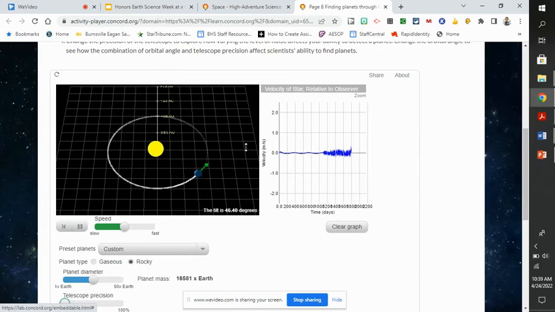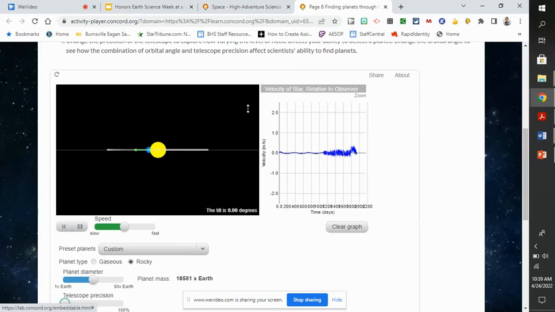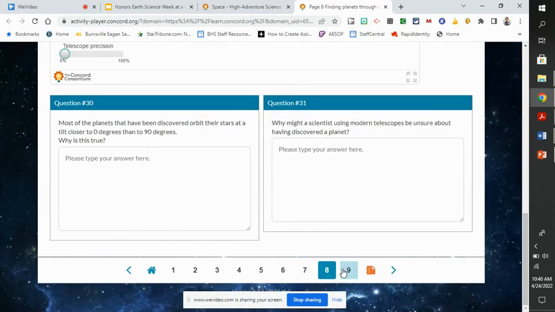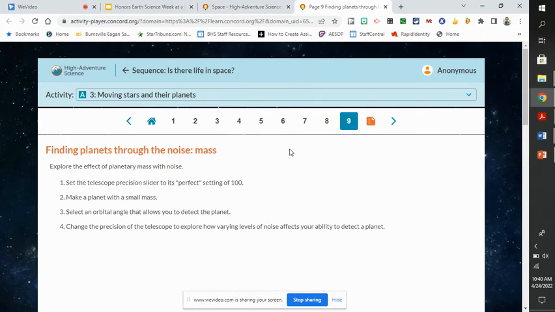And you can assume, right, that when you change the angle, closer to 0 gives you the easiest way to detect a planet because you're seeing the most motion in relation to Earth, the observer, the telescope, compared to when it's at 90 degrees, when you would actually see 0 movement toward or away from the telescope. I hope that makes sense. Okay, answer the questions. Last page.